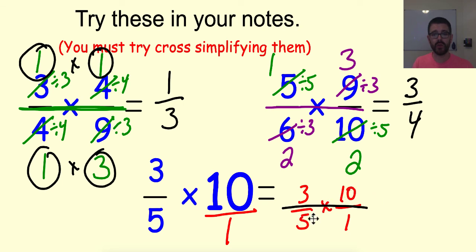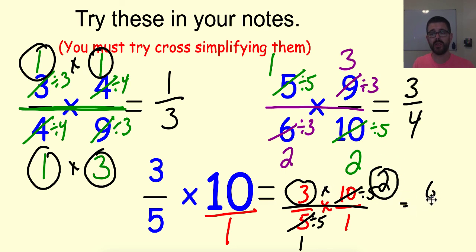5 and 10, well, those can each be divided by 5. 5 divided by 5 is 1. 10 divided by 5 is 2. Now I look at 3 and 1. Well, I can't simplify a 1 any farther. So in this case, there's nothing I can cross simplify, and that's okay. So now I go ahead and I multiply. 3 times 2 is 6. 1 times 1 is 1. And then I always look to see if I can simplify. Well, 1 goes into 6. 6 over 1 is really just 6.